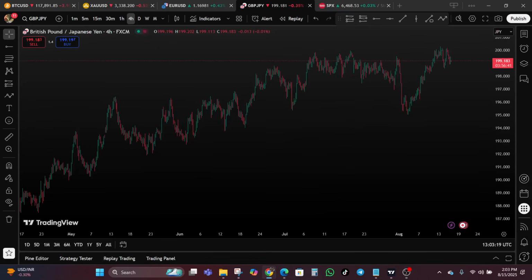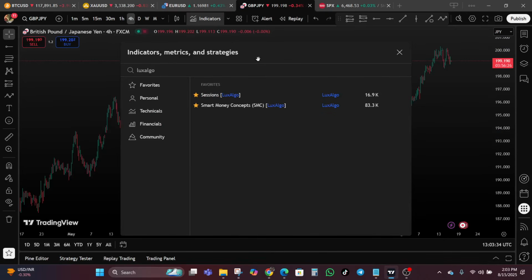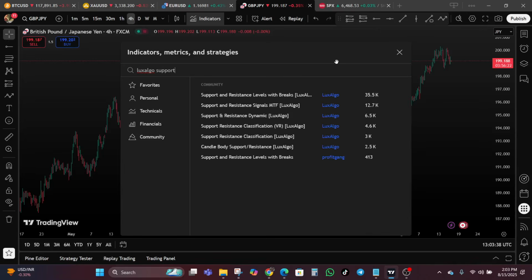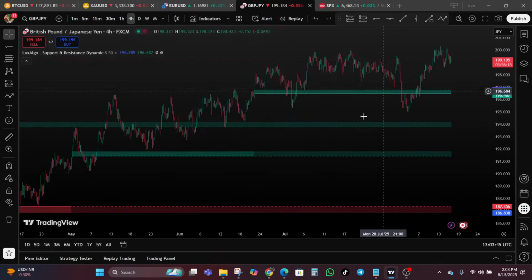So first of all, let us get the indicator that we are going to be using added to our chart. We are going to be using the LuxAlgo indicator for this particular strategy. The particular LuxAlgo indicator we're going to be looking at is a dynamic support and resistance indicator. I think this should be our indicator.